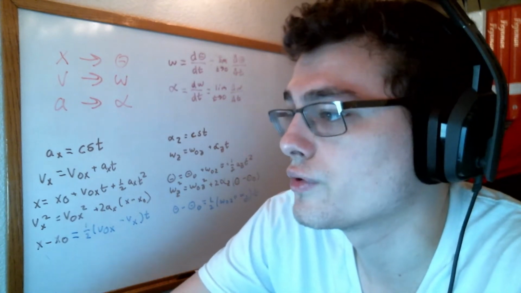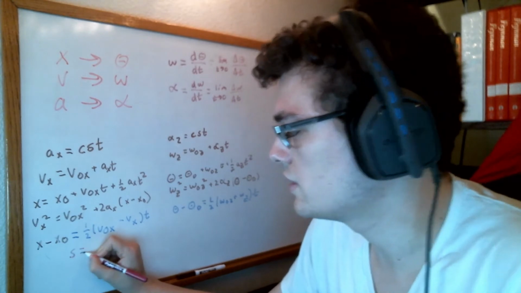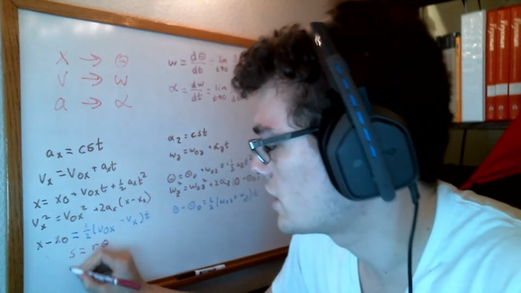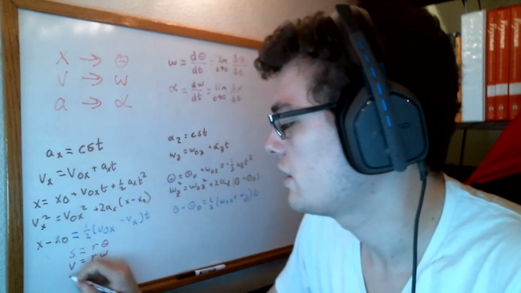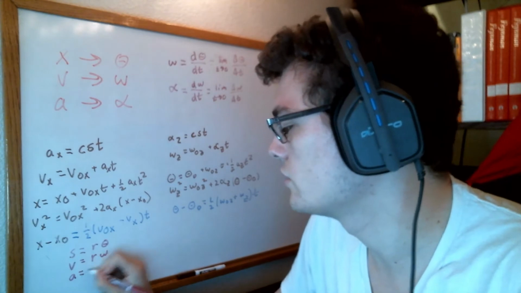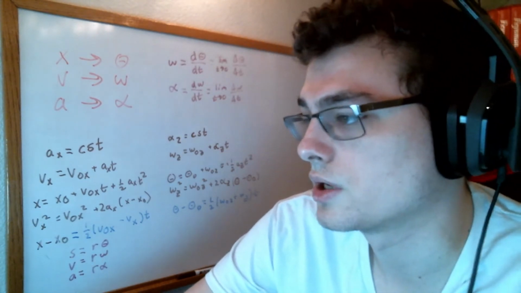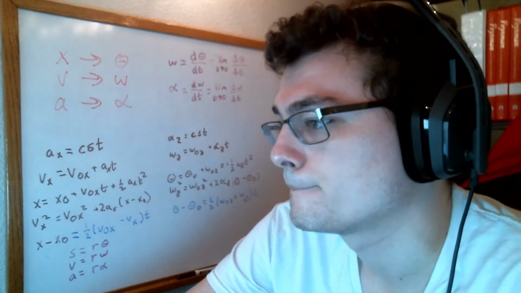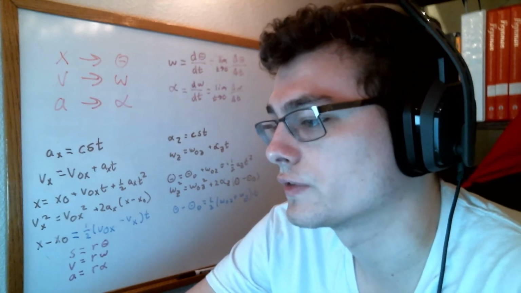So from before, we said that s is equal to R theta, and we can also say that v is equal to R omega, and that a is going to be equal to R alpha. These are going to be our three conversions from one to the other. And we can write R alpha in a couple different ways as well.